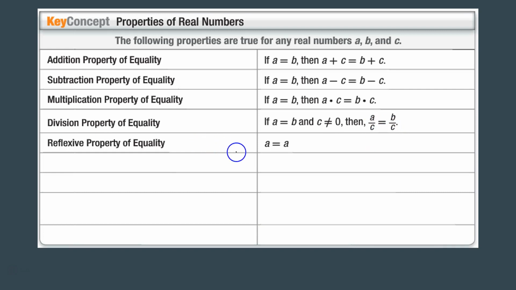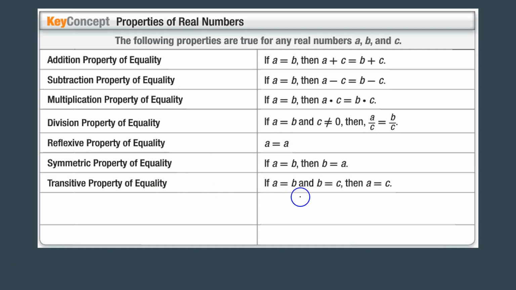So then we have the reflexive property of equality: a is equal to a. The way I remember this is if you're looking in the mirror, you see yourself, you don't see someone else. The symmetric property of equality: if a is equal to b, then b is equal to a. Notice all that happened was the b and a flipped, but still the same thing. Think about it, if we said 5 is equal to x, well we know that x is equal to 5. We automatically just switch it. It's the same idea.